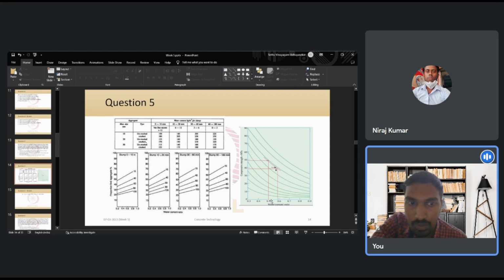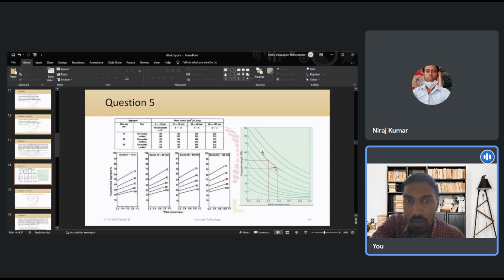For a 0.5 water to cement ratio, the different curves will give us different compressive strengths. So the curve which gives a compressive strength of 49 MPa, that is given here highlighted with this red underline. So this curve is the one that best represents our condition, right? So this is the curve that we should be looking at.